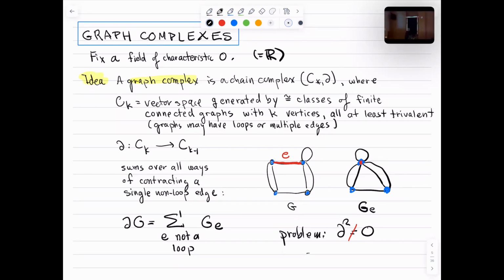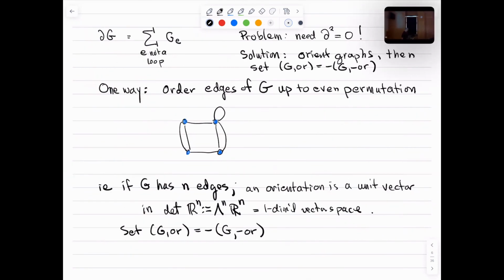I need to get a chain complex, I need boundary equal to 0, right? So I have no way of saying how to add graphs to get boundary equal to 0. So I'm going to fix that. I need the boundary squared equal to 0, and here's a solution. I orient the graphs, and then I take G with one orientation to be equal to minus G with the opposite orientation. So how do I orient the graphs?